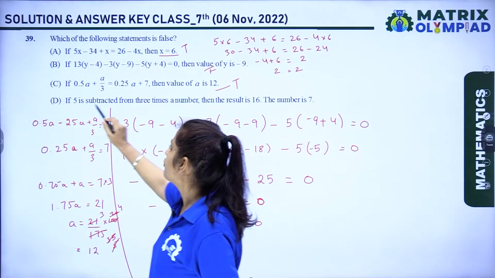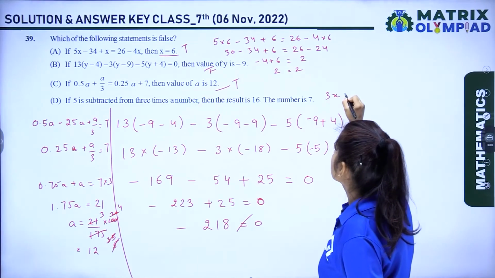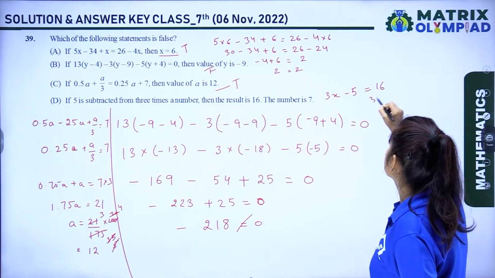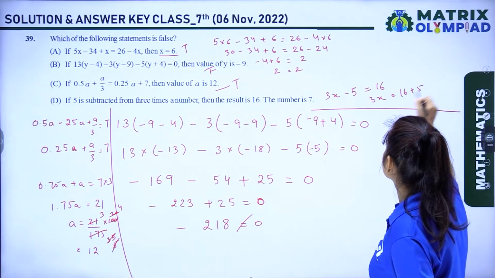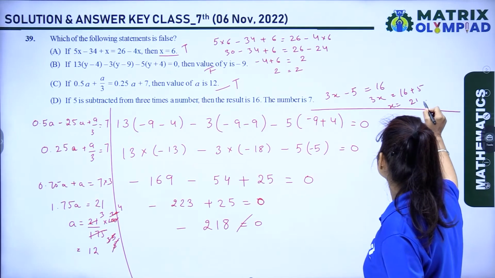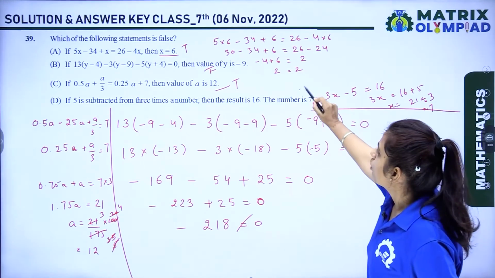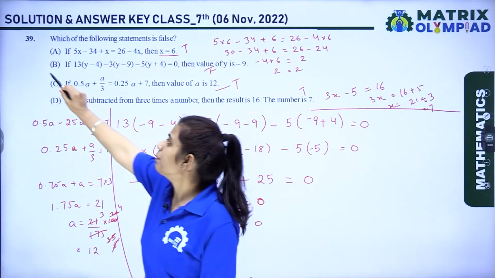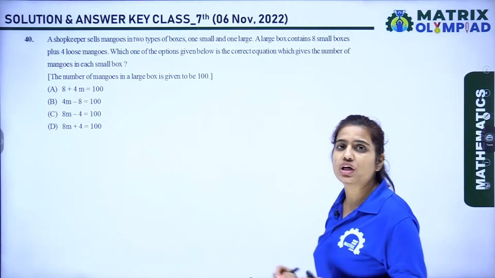Now option D is if 5 is subtracted from 3 times a number, means 3x minus 5 is equal to 16. The number is 7. So here 3x is equal to 16 plus 5, which is equal to 21. So x is equal to 21 divided by 3 is equal to 7. Option D is also correct. So we can say that in 39 question, option B is the correct answer according to the question. Let's move on to the next question.